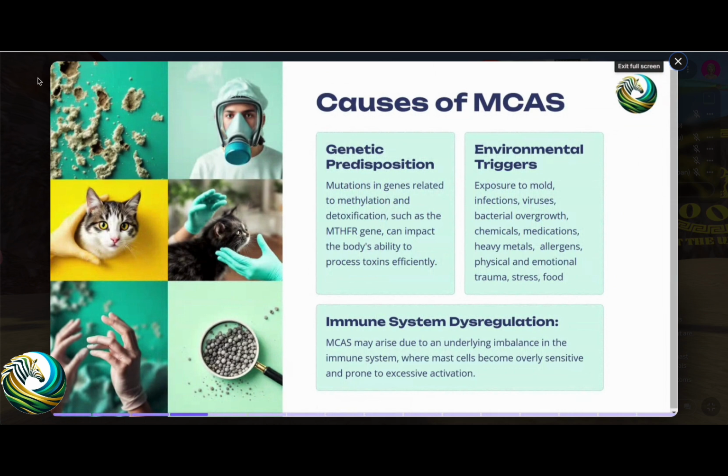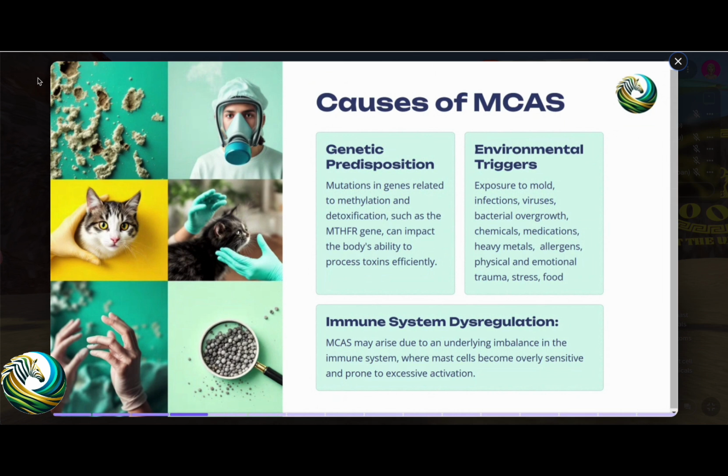Next one. Now let's go over the causes of this mast cell activation. For now, we don't really know exactly what causes it, but it can be triggered by several things. First of all is genetic predisposition. Some people inherit genes that make their mast cells more sensitive, and mutations in detoxification-related genes like MTHFR can make it harder for the body to clear out toxins, leading to mast cell overreactions. When your body cannot get rid of toxins in a proper way, it increases the load for the mast cells to deal with, and since the toxins are still there, the mast cells need to overwork, which causes dysregulation in the body.